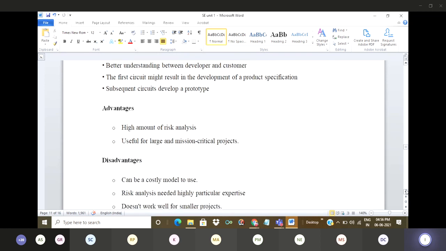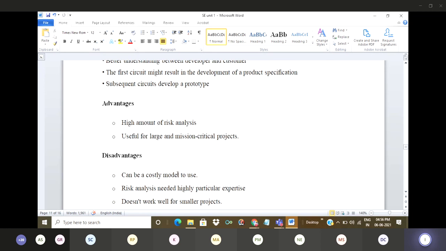So what are the advantages of using the spiral model? It handles a high amount of risk. If we work in a circular manner, it costs more, and it is useful for large projects, not for small projects. The waterfall model is useful for smaller projects, but the spiral model is useful for large and mission projects. These are the advantages of using the spiral model.